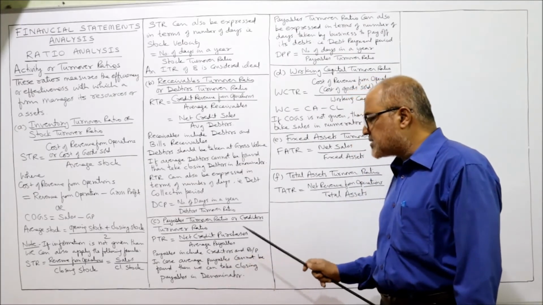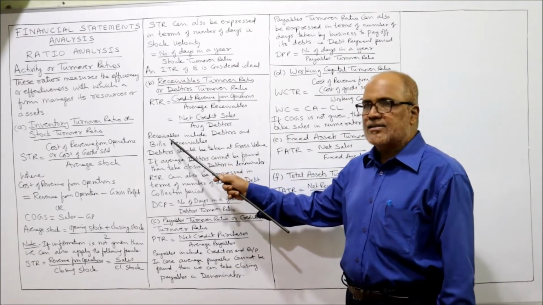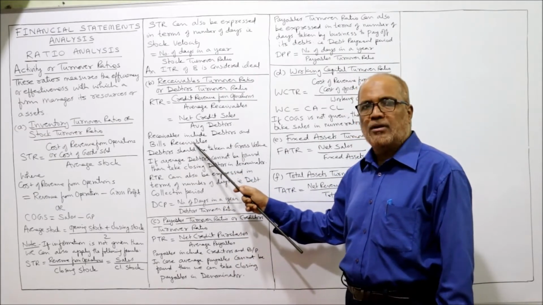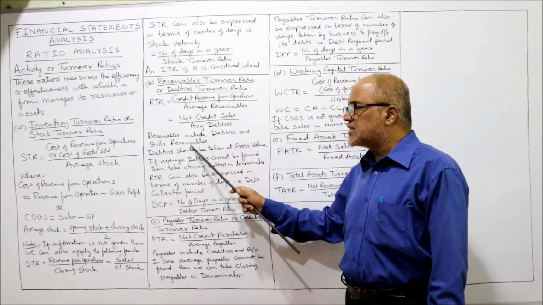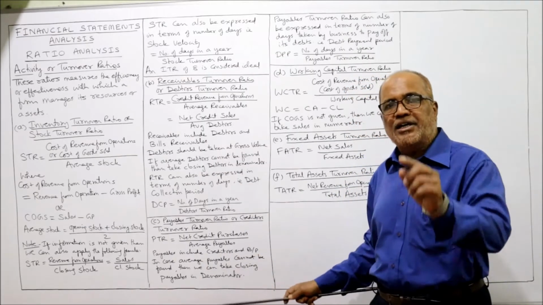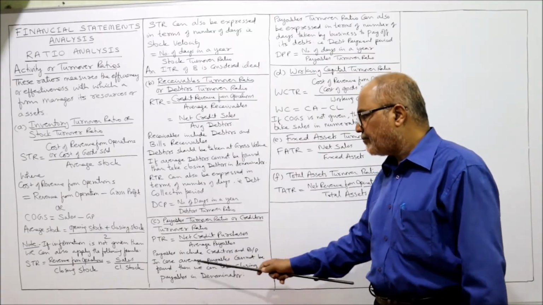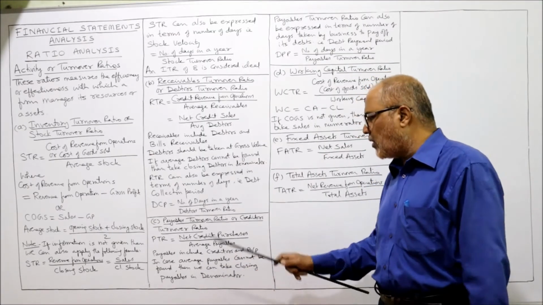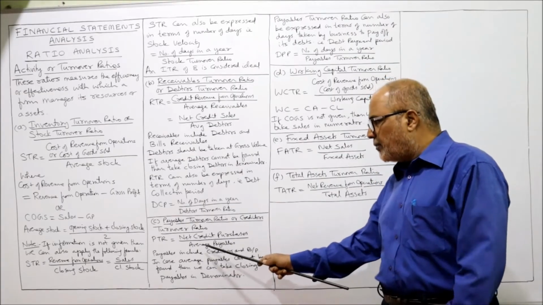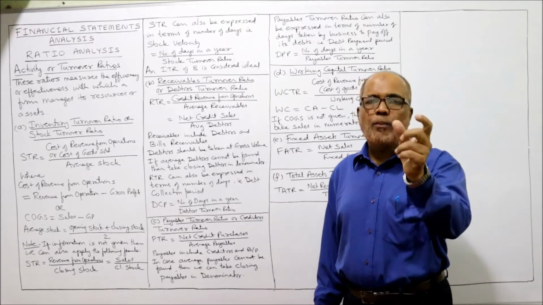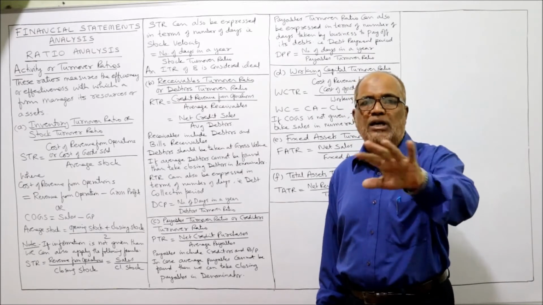Payables include creditors and bills payable. Just like receivables include debtors and bills receivable, in the same way payables include creditors and bills payable. In case average payable cannot be calculated, then we take the closing payable in the denominator. In the denominator we have average payable. Average payable can be calculated when opening payables and closing payables both are given.